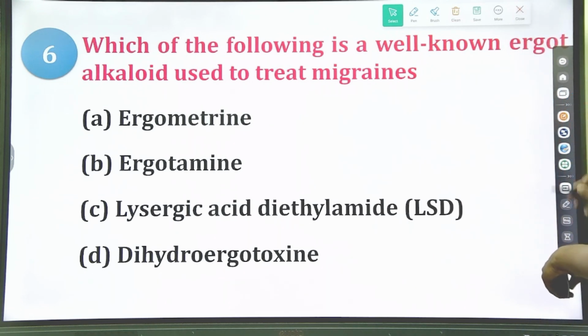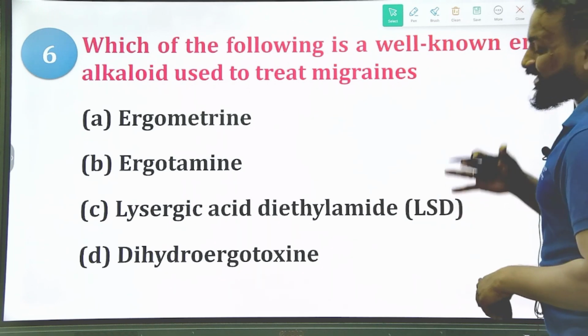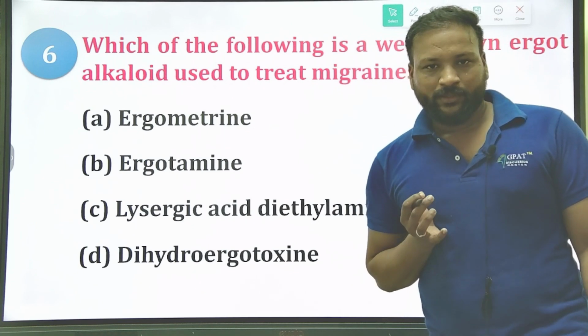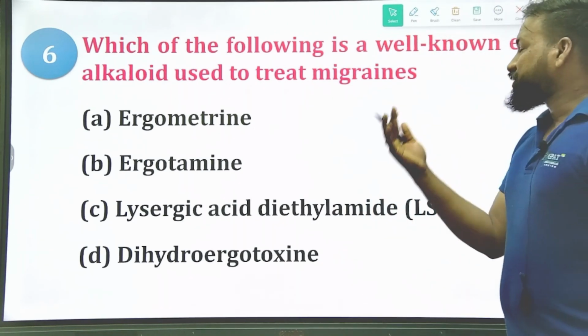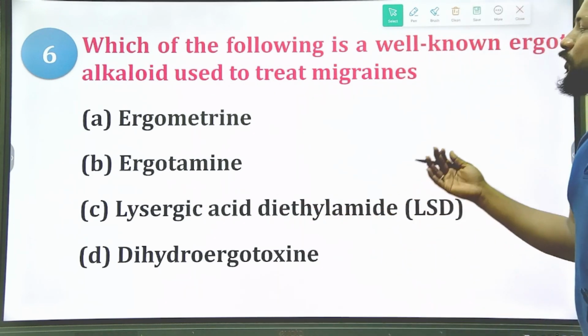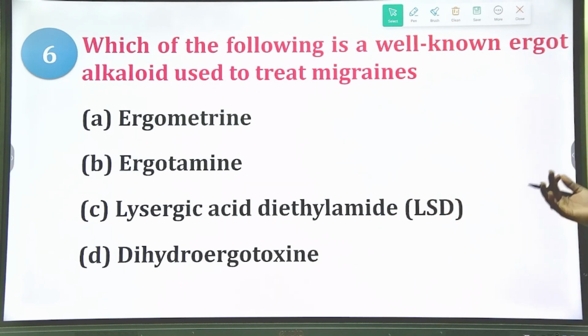Okay, so they were asking, which of the ergot alkaloids is responsible for curing migraine? Which of the ergot alkaloids is used in the treatment of migraine? Option A, ergometrine; B, ergotamine; C, lysergic acid diethylamide, which means LSD; and D, dihydroergotoxine. What is the right answer?